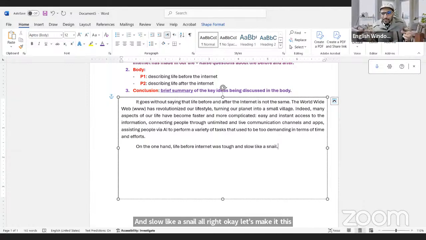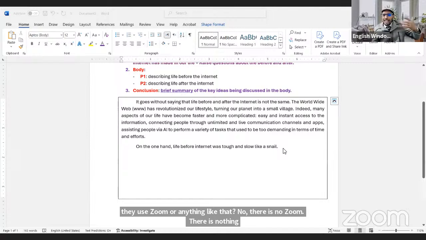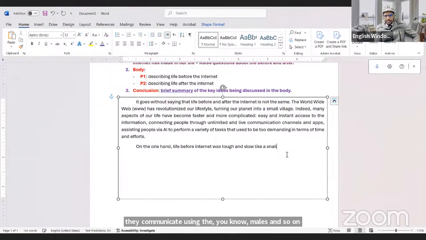We can give some examples. Some examples would be communication. How did people communicate before? Did they use Zoom or anything like that? No, there was no Zoom. There is nothing of that sort. They used snail mail. They communicated using mails and such traditional letters and so on. Okay, so life before the internet was tough and slow like a snail.